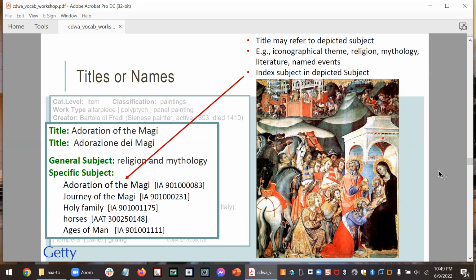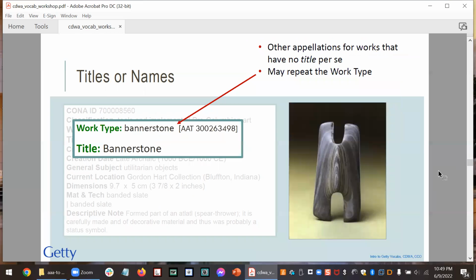So here what I'm seeing in this painting at the bottom is Adoration of the Magi. But also we have the journey of the Magi up along the top, the Holy Family, horses, etc. So you would do all that in the subject area. Don't just rely on the title for access.